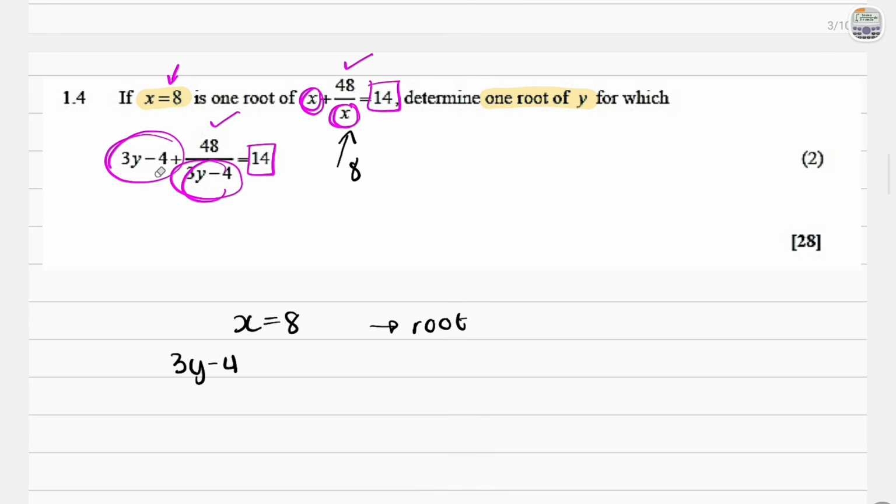They just replaced x with 3y minus 4. So it means the root in this equation would be found where 3y minus 4 is equal to 8 as well. Since it's identical, the root was found where x was equal to 8. Therefore, the root will be found where 3y minus 4 is also equal to 8, since we have just replaced x with 3y minus 4.